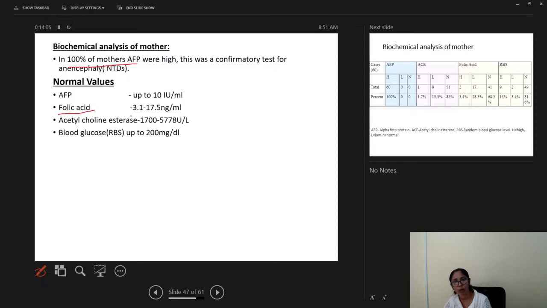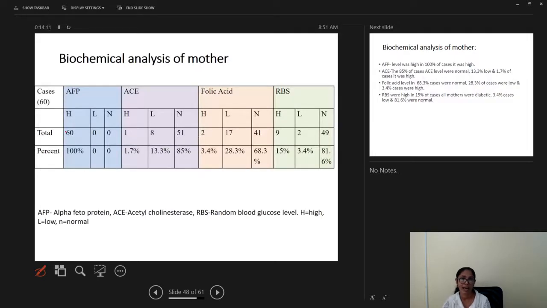Now these are the normal values of folic acid, acetylcholinesterase, and blood. We have done alpha fetoprotein level, acetylcholinesterase, folic acid, and random blood sugar. H means it is high, L means it is low, and N means it is normal. So this is how it is plotted.